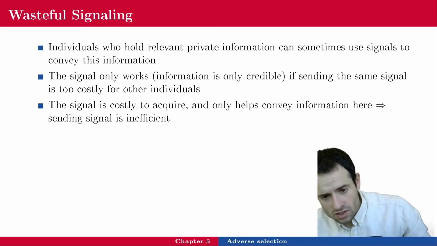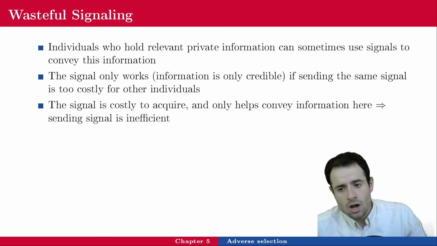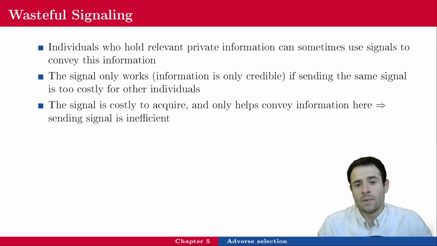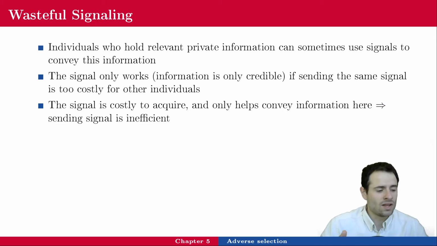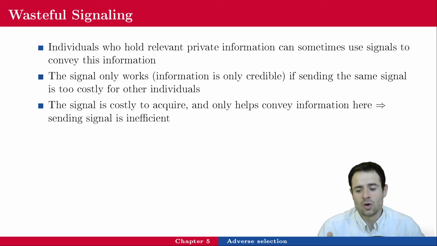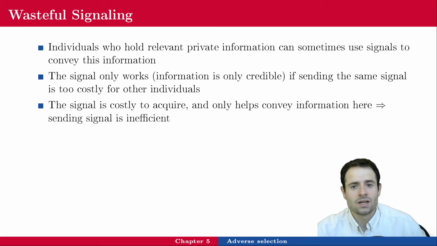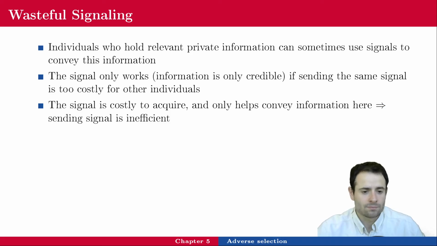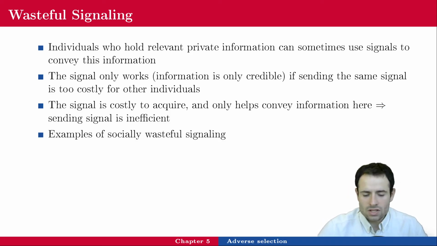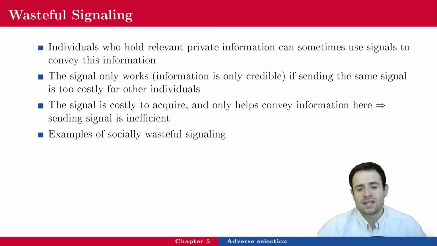And the signal must be costly to acquire and only helps convey information here. So in this sense, sending the signal is inefficient because it corresponds to using resources that would not be spent if information was perfect. So let's go through a couple of examples of socially wasteful signaling.